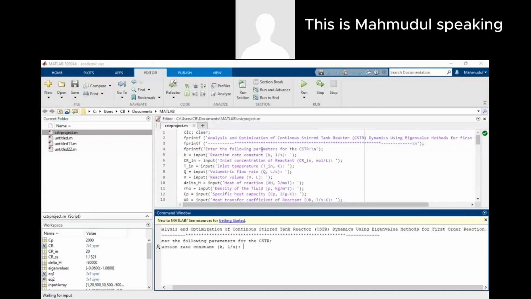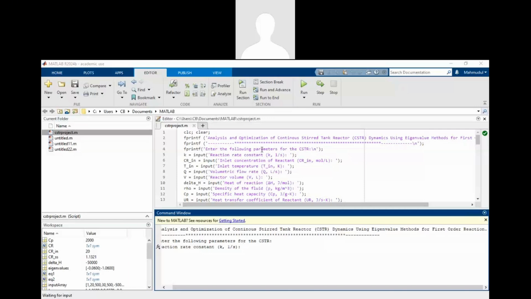Hello, I am Mahmoud Hassan. As my colleagues already stated, we developed a mathematical model to analyze the dynamics and stability of a continuous stirred tank reactor based on the eigenvalue and eigenvector approach. To test our model, we have also developed a simulation code in MATLAB, so that based on the steady state reactor parameters, we can check whether our model approaches a steady state process. That means either it converges or diverges unboundedly.